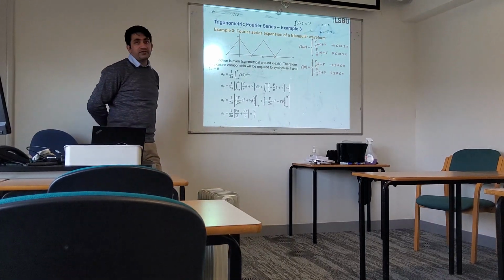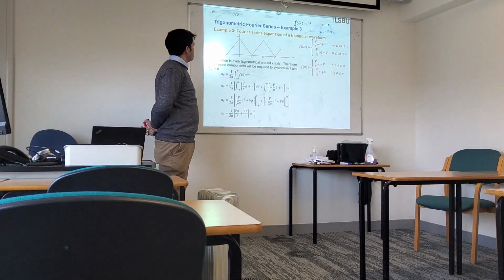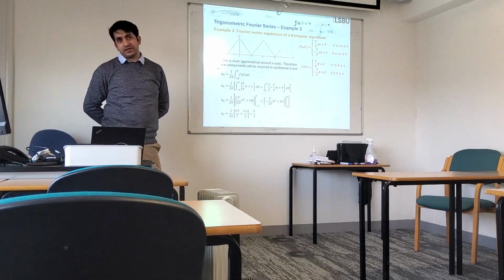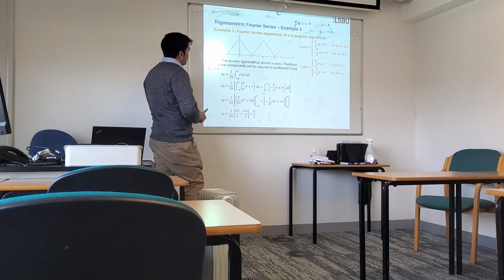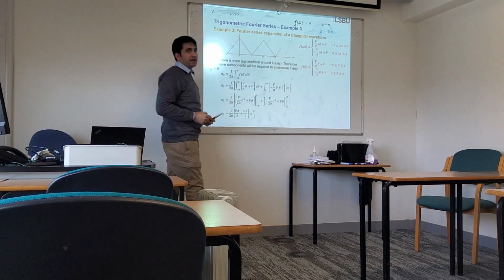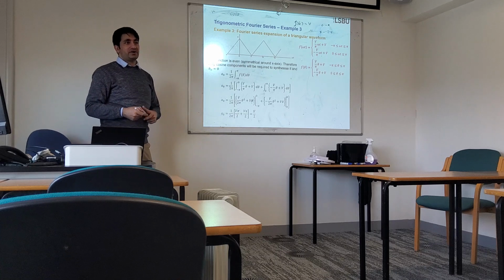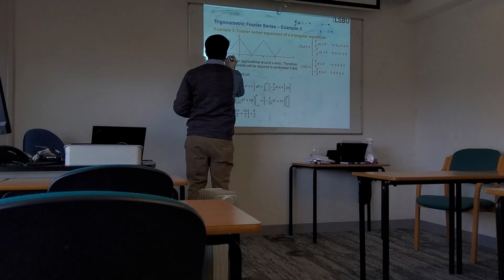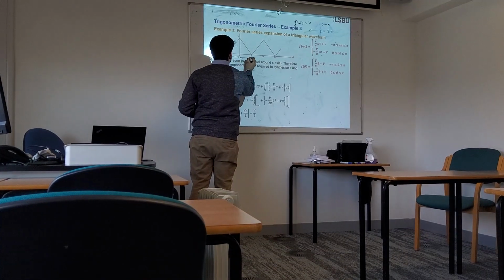Fourier series for a triangular waveform. So, what is the first step in this case? Again, the first step is to write a function. Here you can see that either we start from minus pi to pi or 0 to 2 pi, the function shape is almost the same. So, let's take from here minus pi to pi.